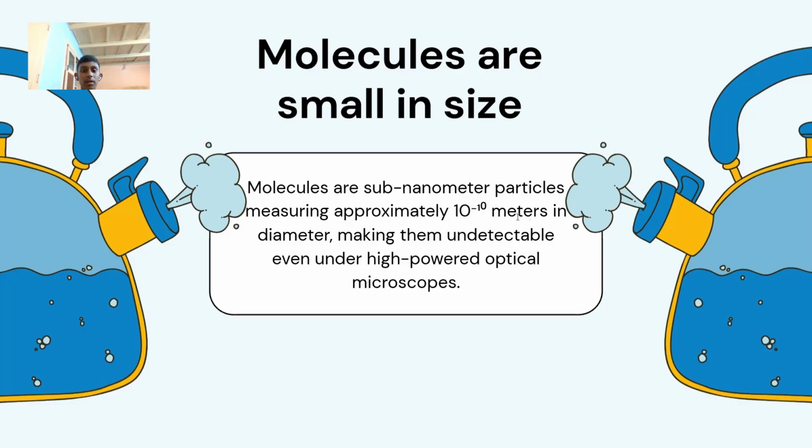Focusing on the first characteristic, molecules are small in size. Molecules are sub-nanometer particles measuring approximately 10 to the power negative 10 meters in diameter. The microscopic scale makes them undetectable even under high-powered optical microscopes. You cannot see them.